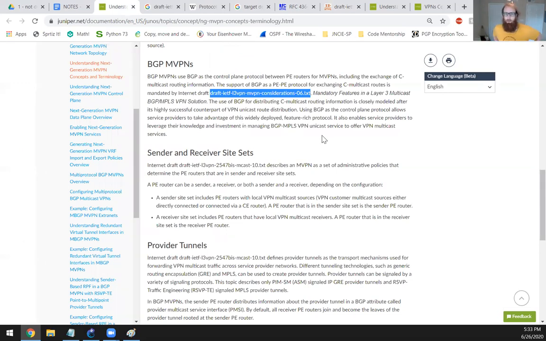The use of BGP for distributing C-multicast routing information is closely modeled after its highly successful counterpart of VPN unicast route distribution. Using BGP as the control plane protocol allows service providers to take advantage of this widely deployed, feature-rich protocol. It also enables service providers to leverage their knowledge and investment in managing BGP-MPLS VPN unicast service to offer VPN multicast services.